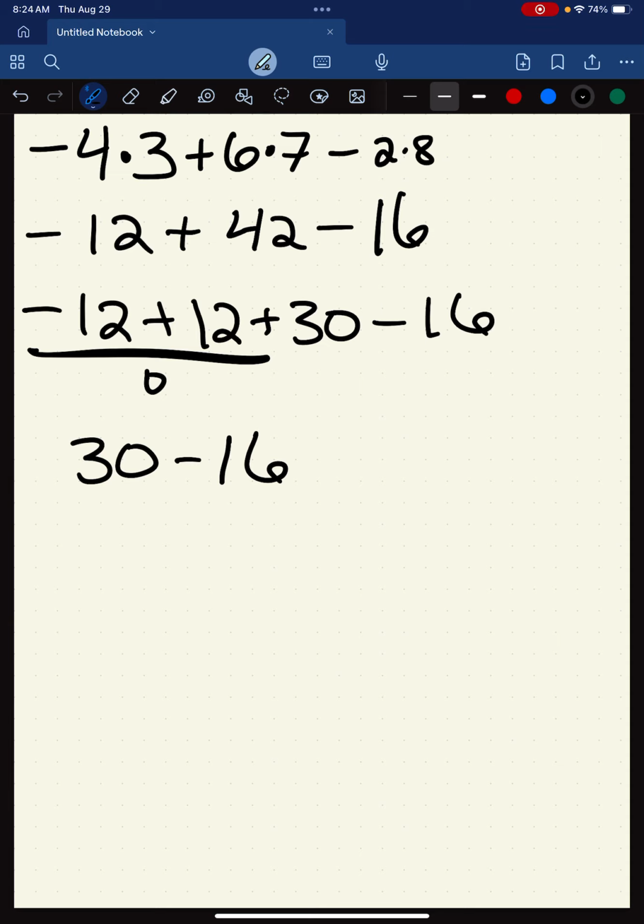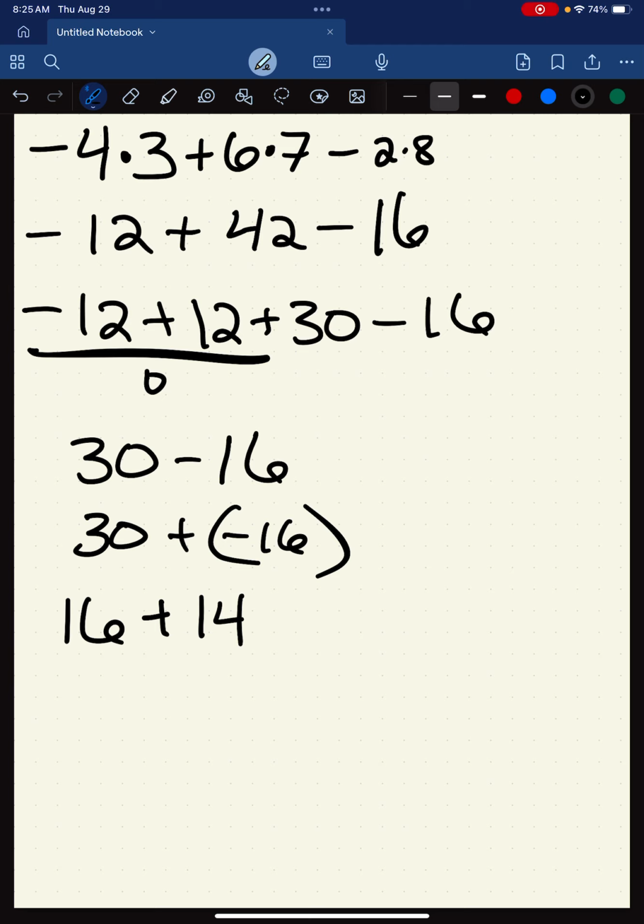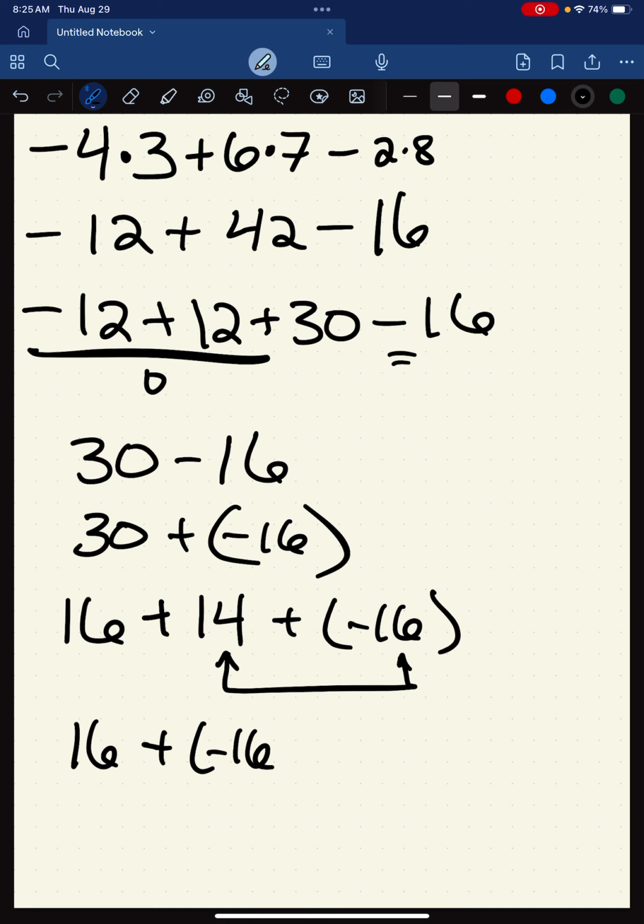Well, let's rewrite this. That's 30 plus negative 16. For 30, you need to first go 16 paces, and then you need to go 14 more. And in addition, it doesn't matter what order we do things in. Make sure it's addition and not subtraction before you do this. Like, we can't do it up here, for example, but whenever it's addition, it doesn't matter what order we do it in. So we can swap these two. Get 16 plus negative 16 plus 14. This makes 0, so we're left with 14.